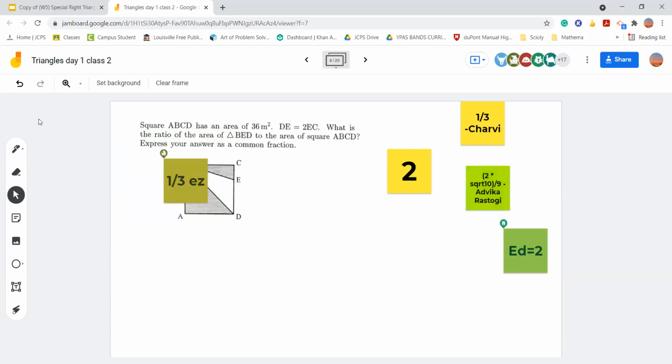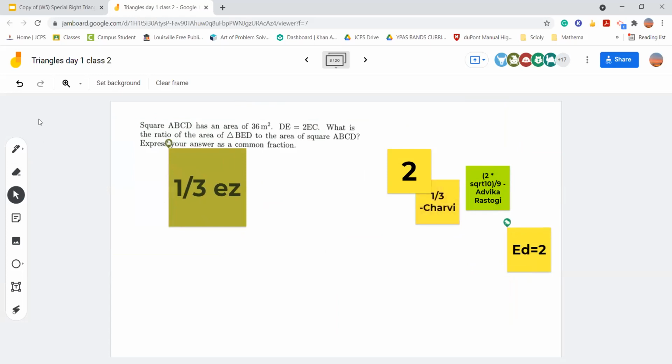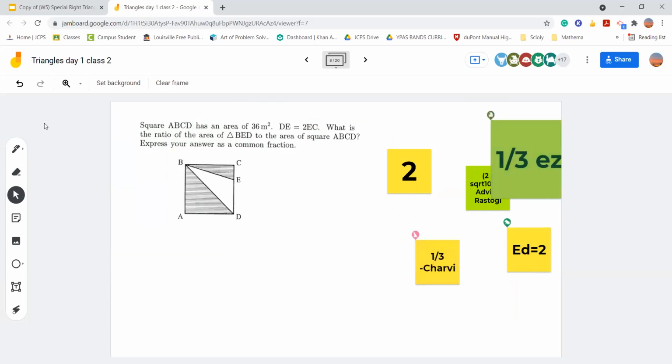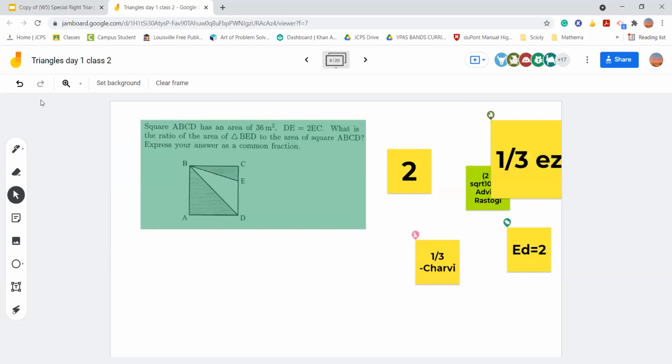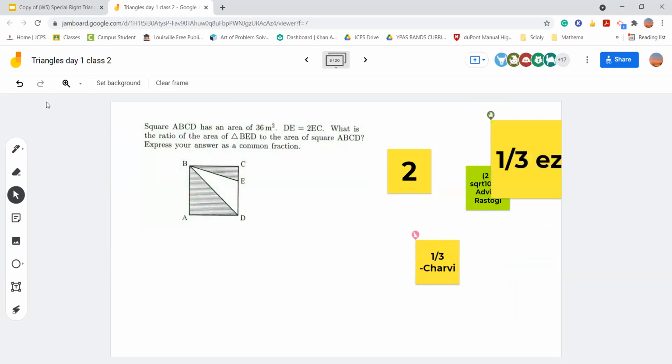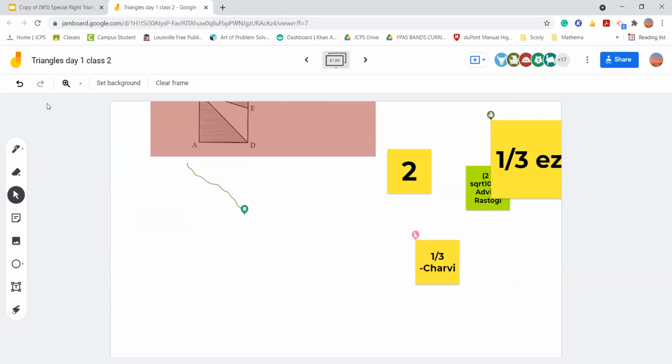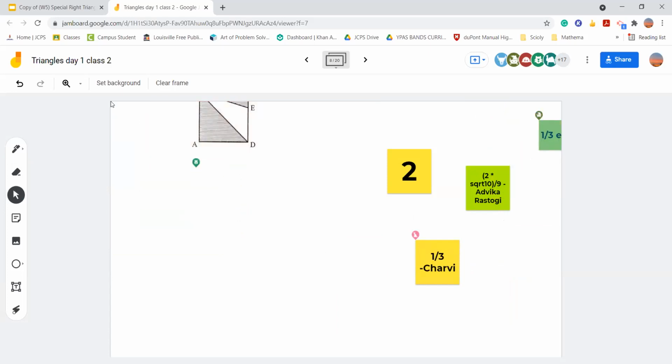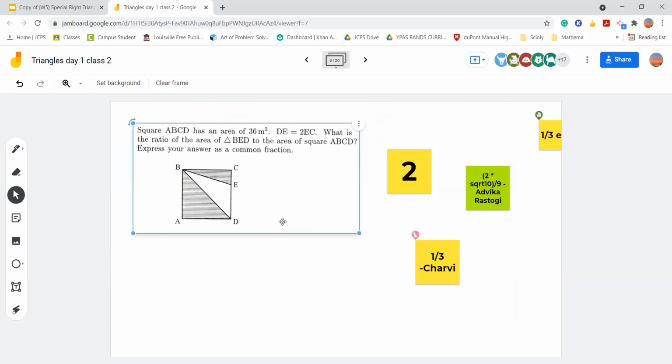So for this, we're looking for a ratio. So we want the area of, okay, please stop moving things on top of the diagram. We want the area of, whoa, okay, this area. Okay, whoever's moving stuff, please stop.